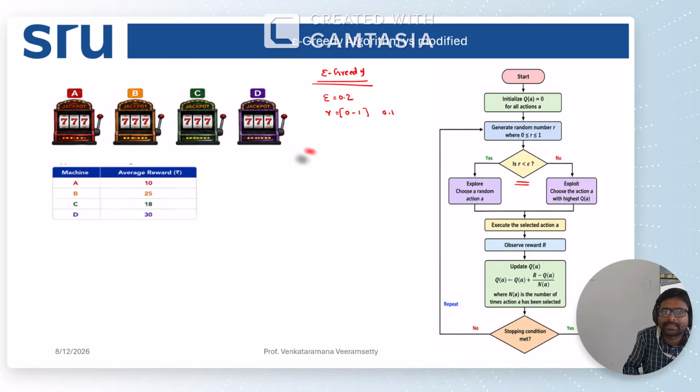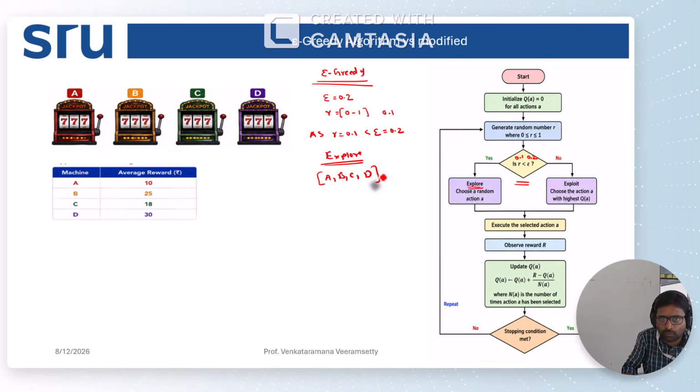So, what is that condition? If R is less than epsilon. R value is 0.1, epsilon value is 0.2, so it's true, and you go for the explore. As the R value, 0.1, is less than the epsilon value, 0.2, we go for exploring the machines. Here, explore means you need to explore all the machines A, B, C, D.